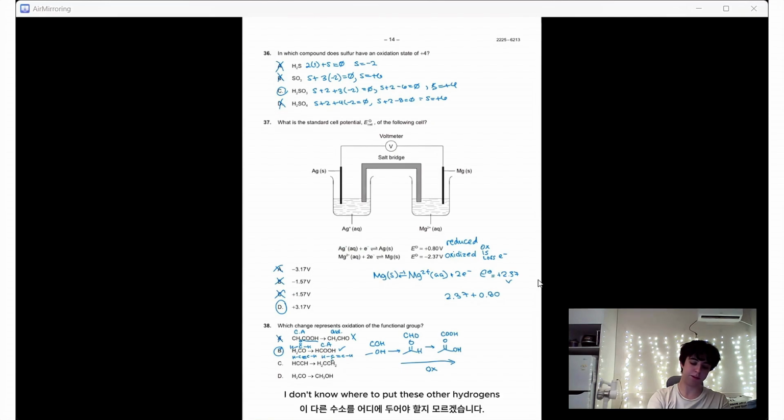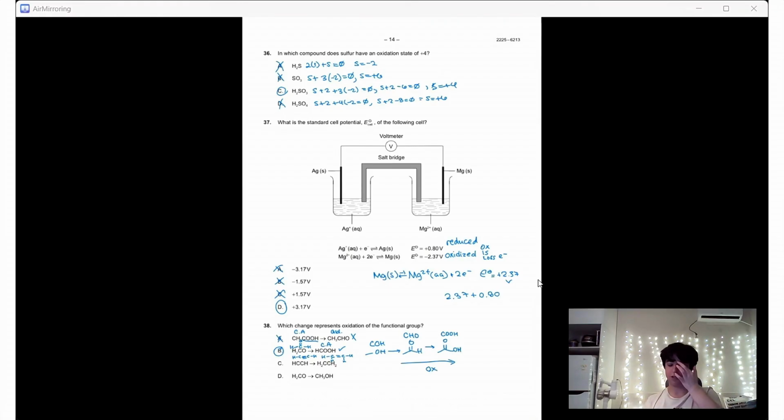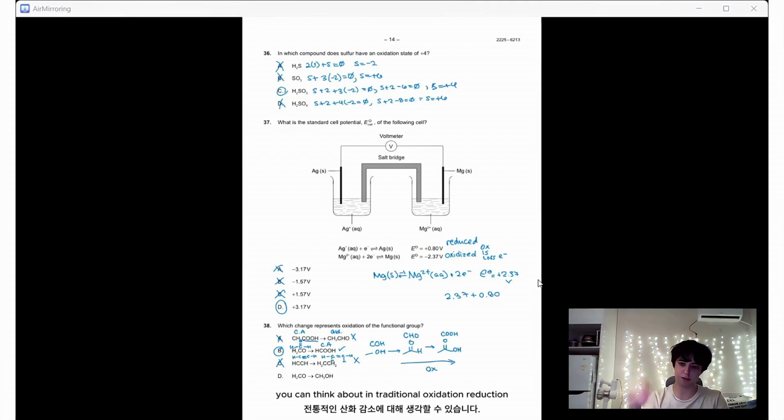I don't know where to put these other hydrogens. There we go. So we're going from an alkyne, which is crazy, we rarely see those, to an alkene. So that is another one where that is going to be a reduction, and so that is not right. And that one you can think about in traditional oxidation-reduction, gain or loss of hydrogen type of terms.